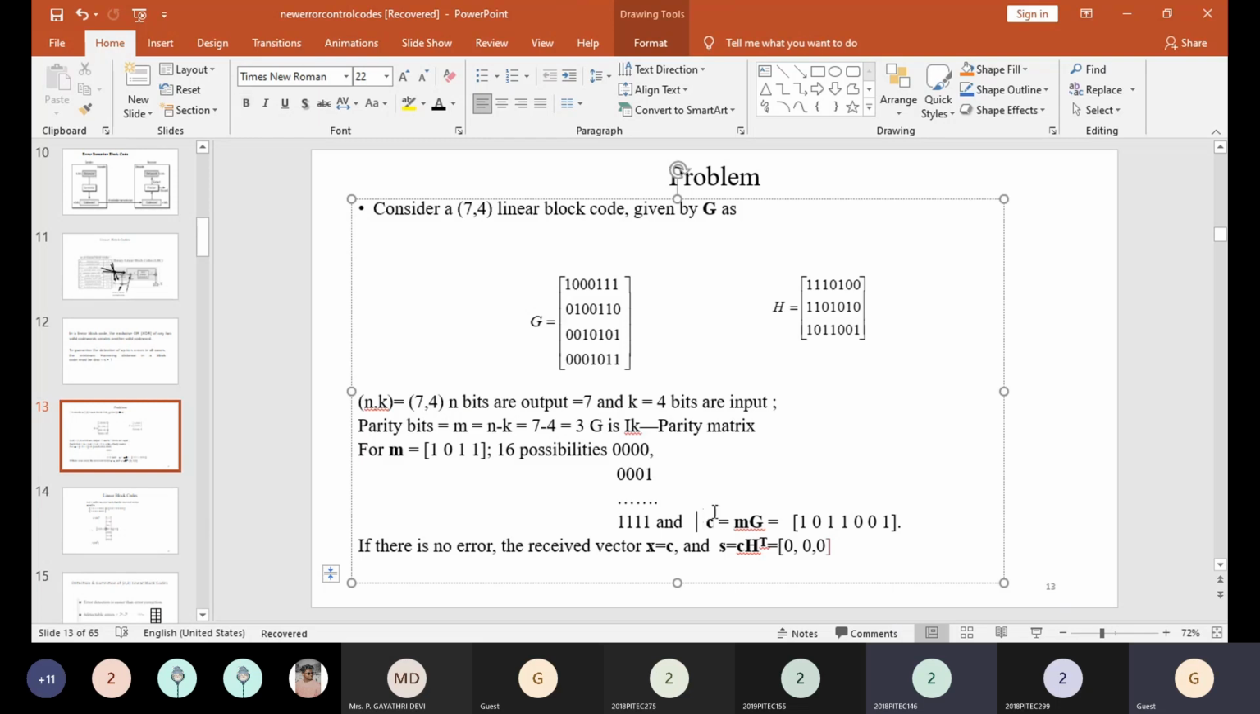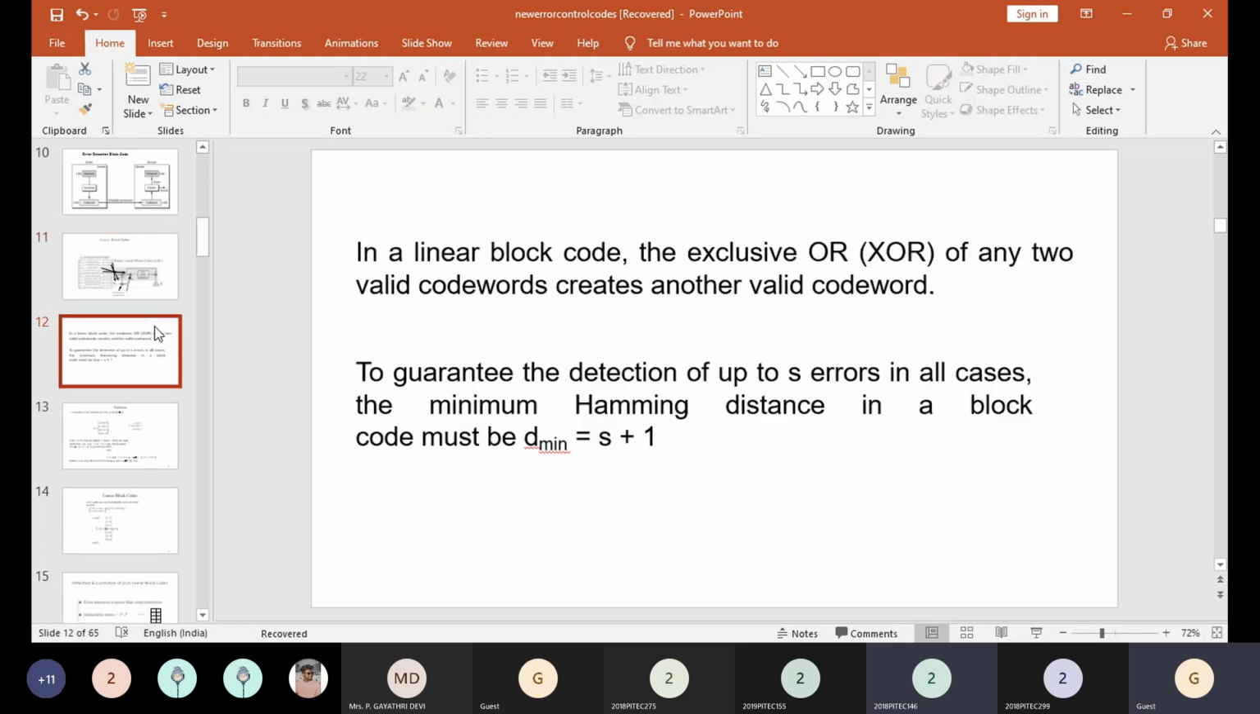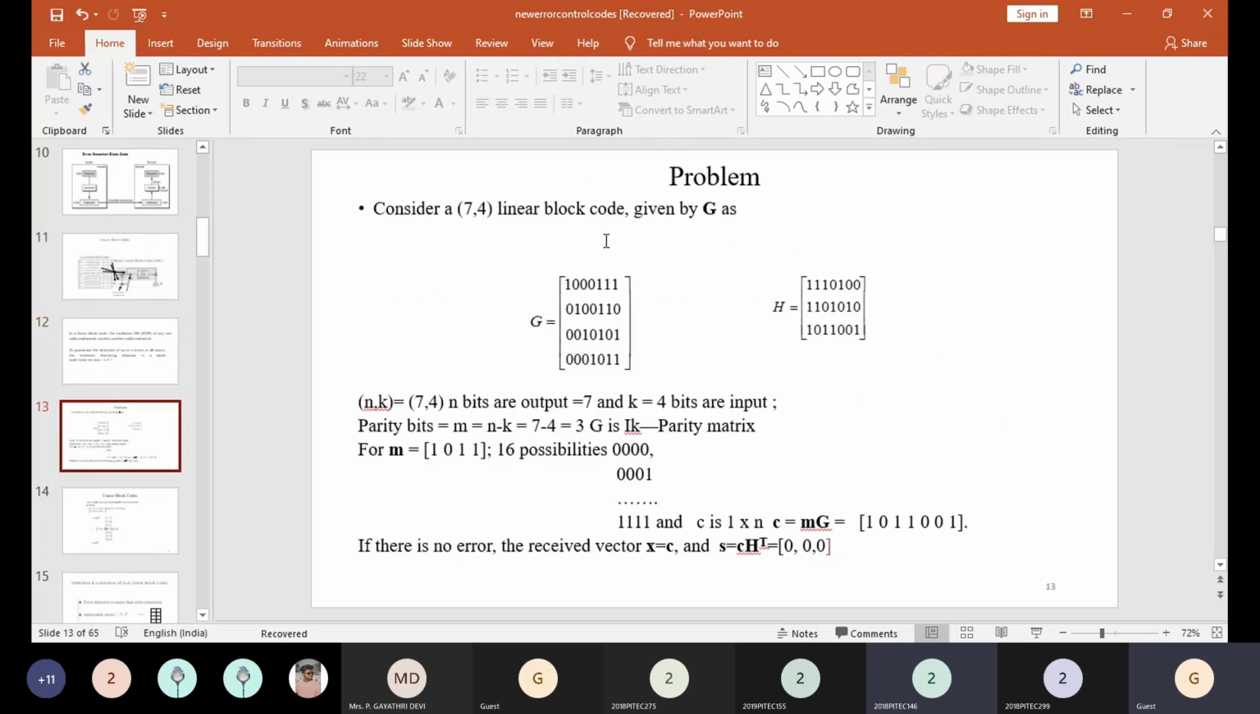So the size of the code word C is 1 cross n, in accordance with what we have seen here. I'm just trying to correlate the fundamentals of linear block codes along with a commonly used problem. These sorts of problems you can expect in GATE exams or any competitive exams you are going to prepare for. So you can find the code words in this fashion.